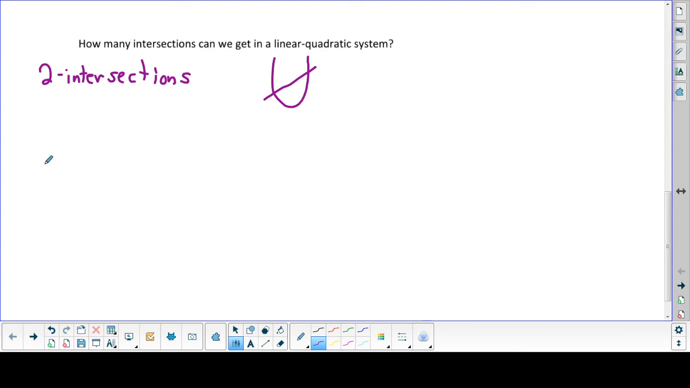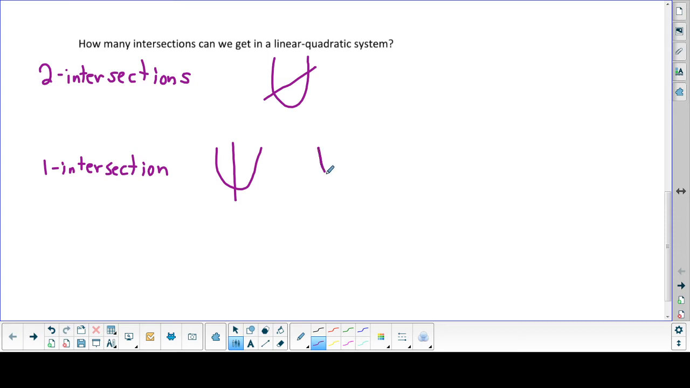And that actually is a little bit tied to our vertical line test for testing for functions. Quadratics are functions, so vertical lines only touch them once. One intersection. So we could have a vertical line. And there's actually another way we can only have one intersection.